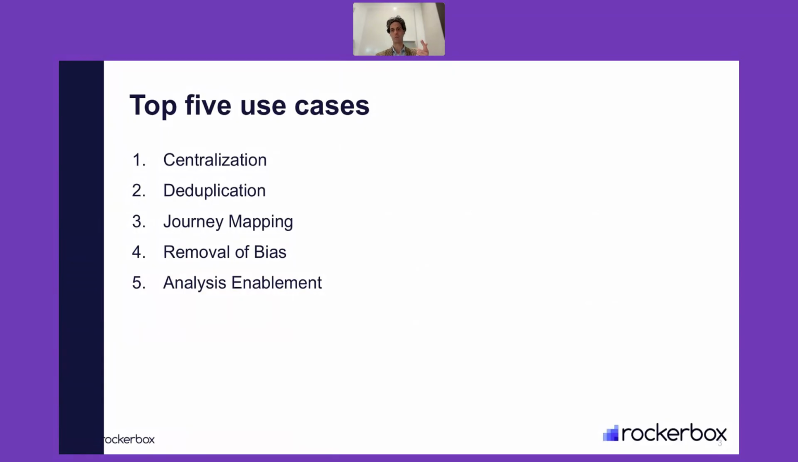Centralization first, deduplication, journey mapping, removal of bias, and then analysis enablement. I think analysis enablement probably could be an entire webinar in its own right. But for now, we're not going to get too ambitious today. We're just going to go through these five, and we can maybe save that analysis enablement for a separate session, if that would be useful for everyone.